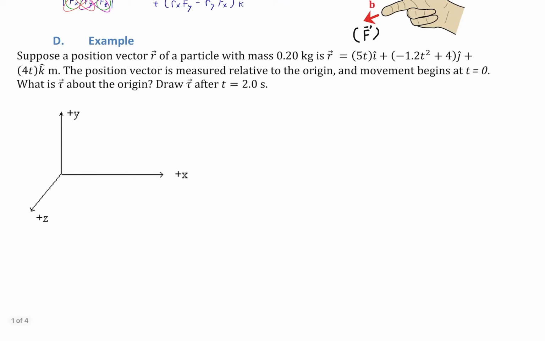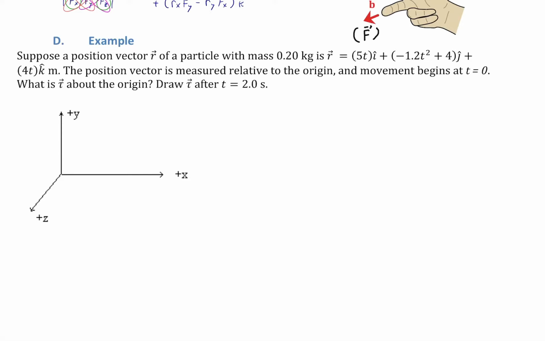Let's take a look. So, suppose a position vector r of a particle with a mass of 0.2 kilograms is the following. Notice our r vector here. What do we notice about it? Well, first of all, it's three-dimensional, and that's what you're going to see in all the examples in the homework for this handout, for the supplemental lecture. So, three-dimensional, it's got an i, a j, and a k hat component, an x, y, and z component.